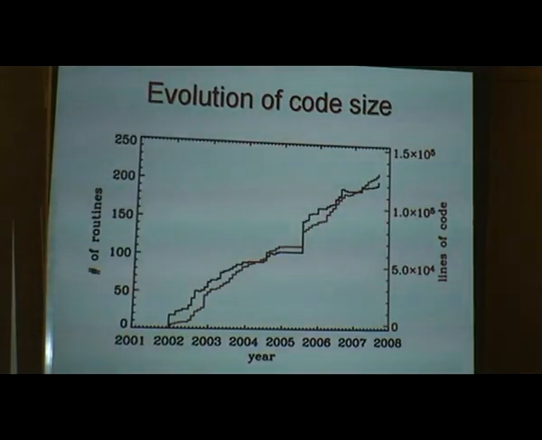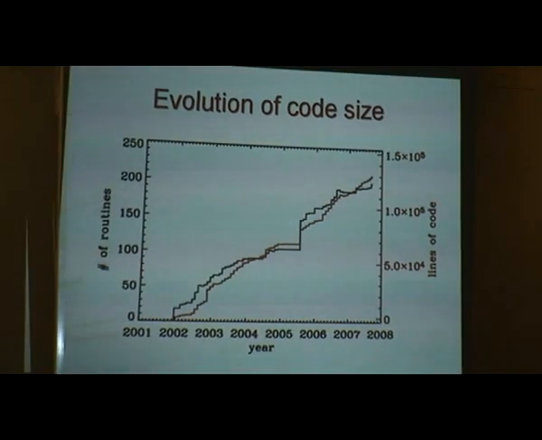Here is another interesting plot which shows you on the left-hand side the number of routines that the Pencil Code is working with. In the early years, we started with just some 20 different routines that the code was coming with. That was very easy to visualize.